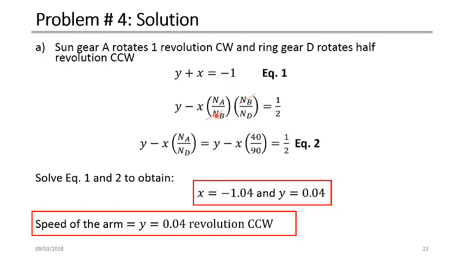If you cancel out the NV, you simplify and you get here y minus x multiplied by NA divided by ND. You know that NA is given as 40 and ND is given as 90, equal to 1/2. So we have equation 1 and equation 2, and we have two unknowns, y and x. We need to solve equation 1 with equation 2 to get the x and y values. After you solve these two equations together, either by direct substitution or using your calculator, you will find that x is equal to negative 1.04 and y is equal to 0.04.